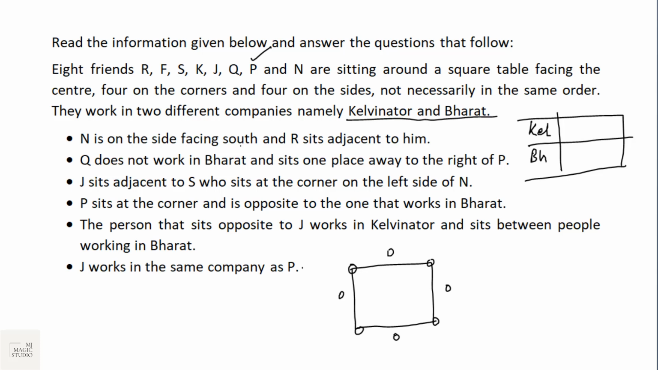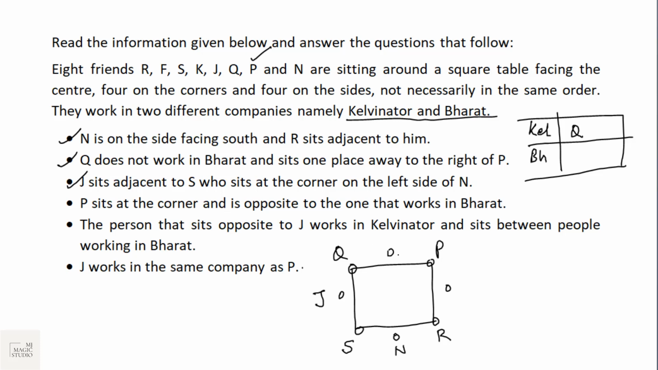N is on the side facing south, okay, and R sits adjacent to him. So this is the pattern which we have found out. Q doesn't work in Bharat and sits one place away to the right of P. We have selected P, right here would be Q, J, this is the position for S. J sits adjacent to S, who sits at the corner on the left of N. Bingo, done. These three done.